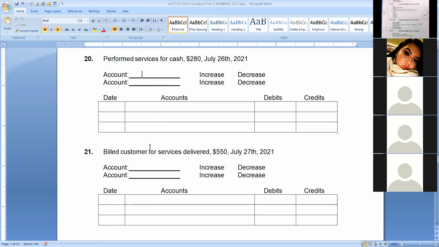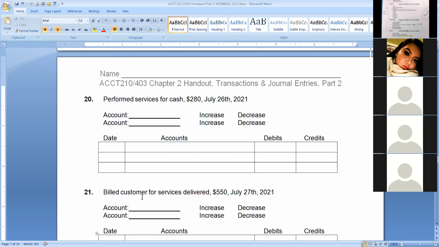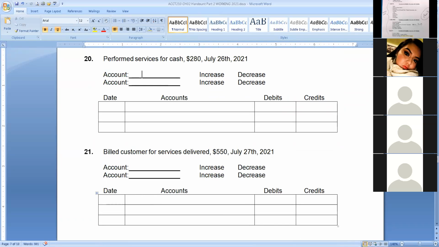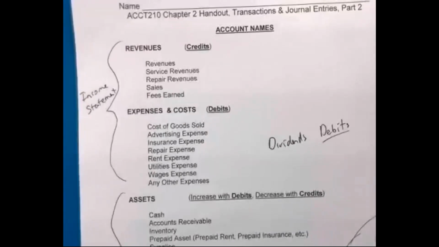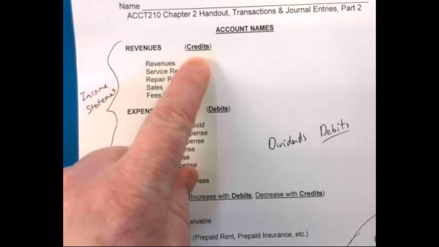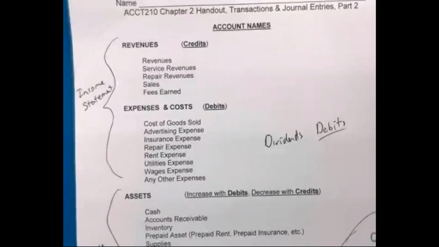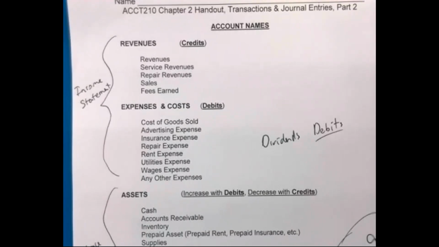Now we're running into these are the revenues. So now we're kind of switching gears again. These up here, and the nice thing about revenues, credits. Okay, let's go back.